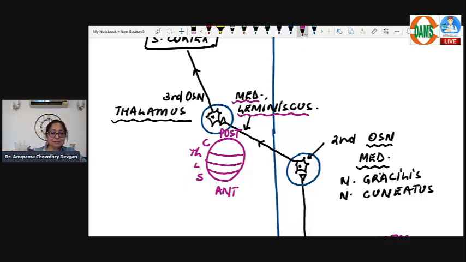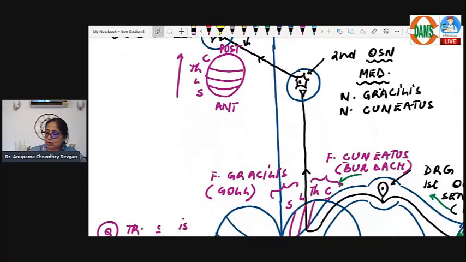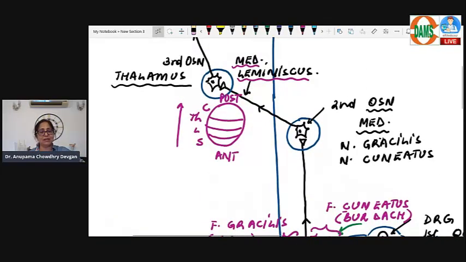So in the medial lemniscus, it is an anterior to posterior arrangement, and in the posterior column, it was a medial to lateral arrangement. When they cross over to the opposite side, sacral fibers lie anterior-most. Behind the sacral is lumbar, then thoracic, and then cervical. This is the arrangement of fibers in the medial lemniscus.